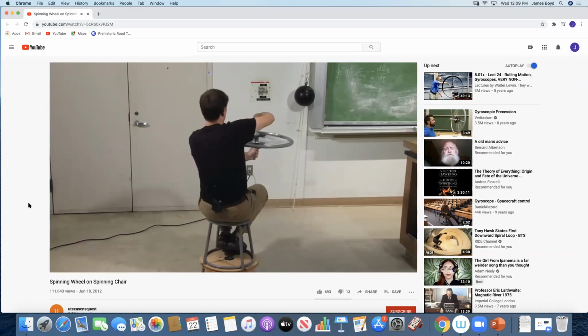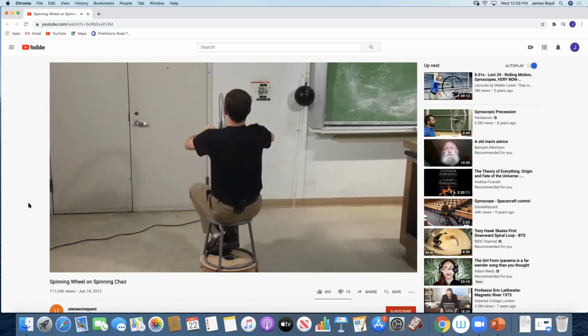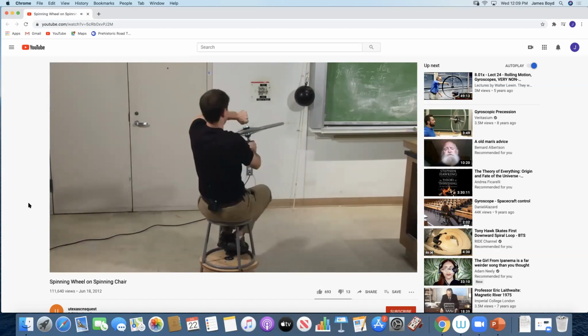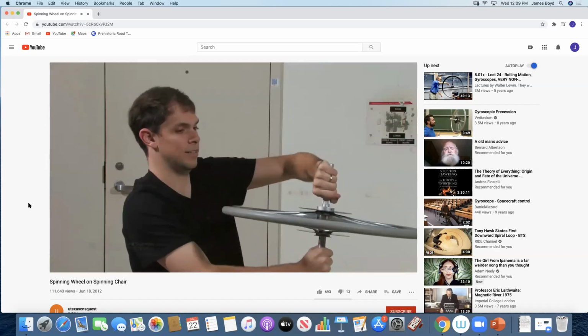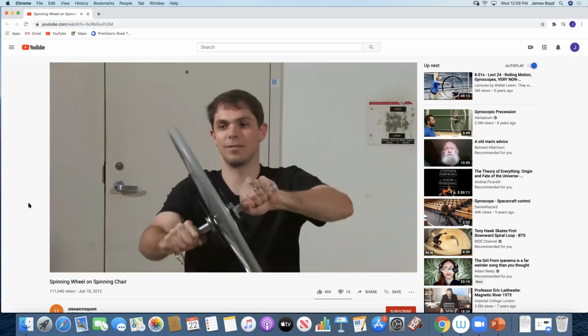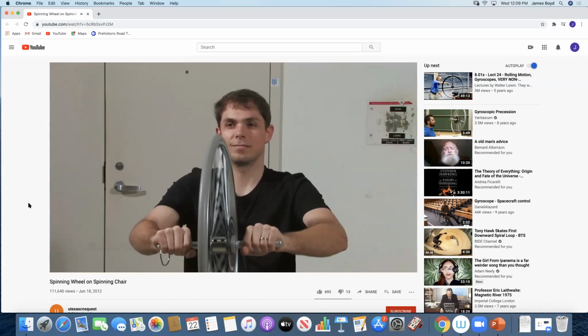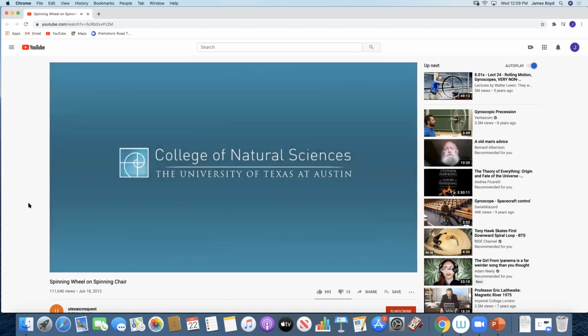Angular momentum has to be conserved. If I want to stop flipping myself one way, I go the other way, and it sends him back the other way based on how the angular momentum vector turns. It's weird stuff with weird consequences to how motion works. You can see why this particular thing wasn't on the exam.